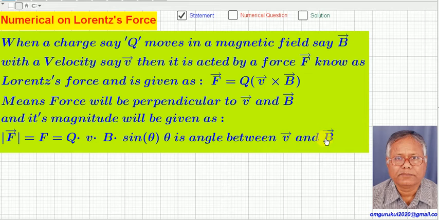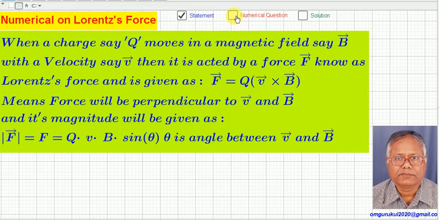Whenever a charge moves in a magnetic field, it is acted on by a force known as the Lorentz force, and this Lorentz force is always perpendicular to the velocity as well as the magnetic field. If the charge is q, velocity is vector v, and magnetic field is vector B, then the Lorentz force vector F is given as q into v cross B. And that's all. Now let us solve a numerical based on it.